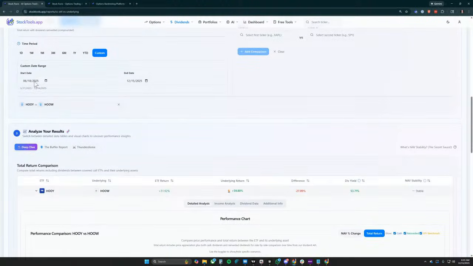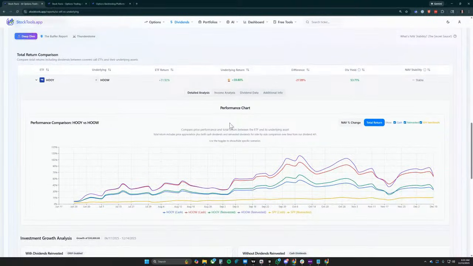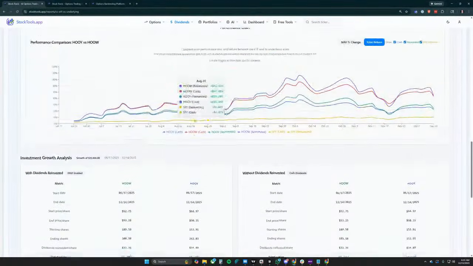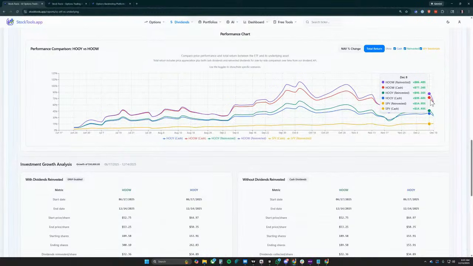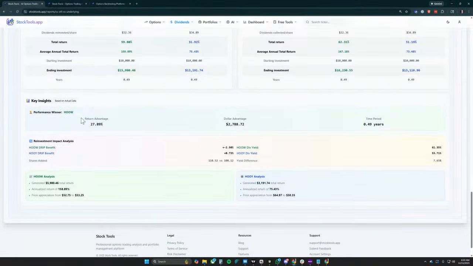Wow. Yeah. So it looks like it was around June when HOOY launched. We can see a deep dive here, the comparison. HOOW is doing much better. Of course, it's leveraged, and Hood has been on a tear, so that makes sense. It's outperforming by a good amount, by almost 30%, which is crazy. Looking at the breakdown, return advantage, HOOW is outperforming by 28% over half a year.